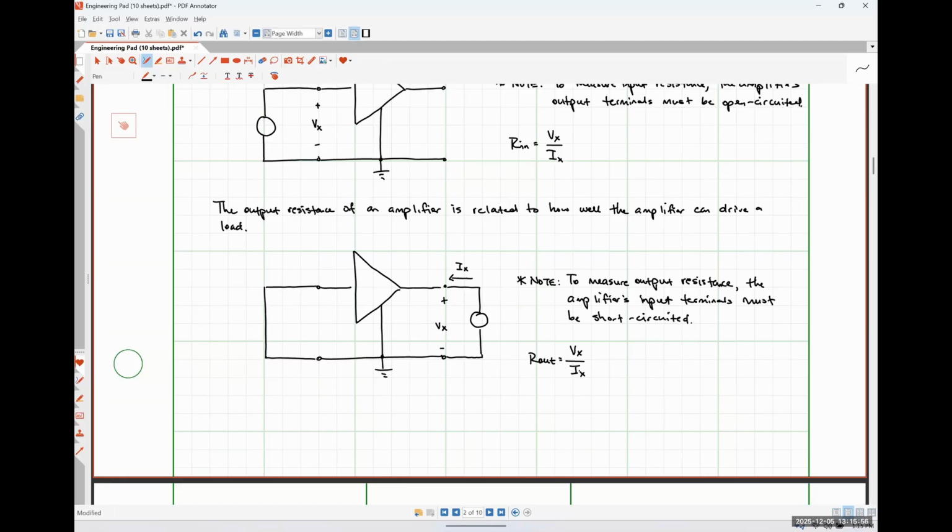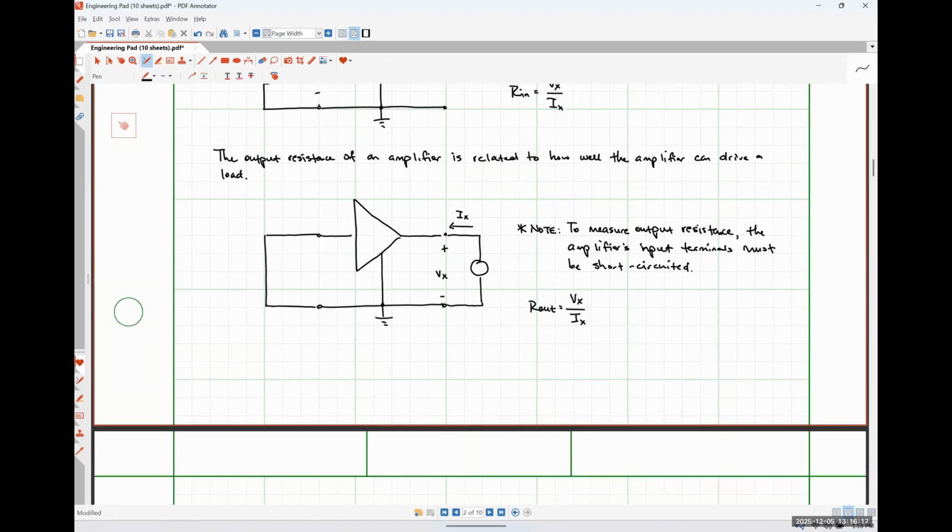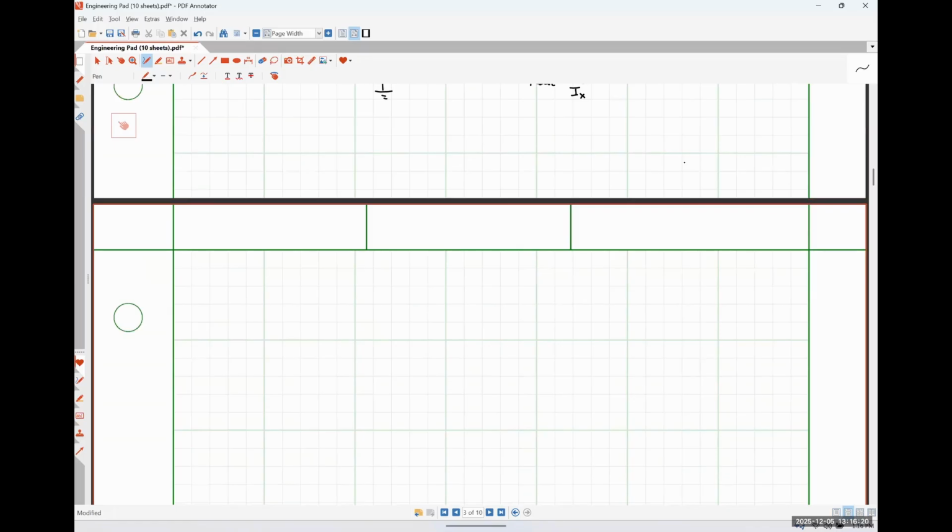So if we know these 3 parameters, the gain, the input resistance, and the output resistance, that means that we can replace any amplifier circuit, no matter how simple or complicated it is, with a very simplified practical model. And I'm going to introduce you guys to those practical models here. So over here on the top left, I'm going to do the voltage amplifier model.